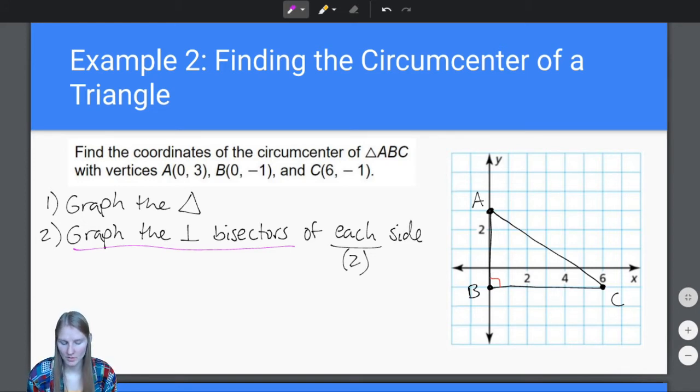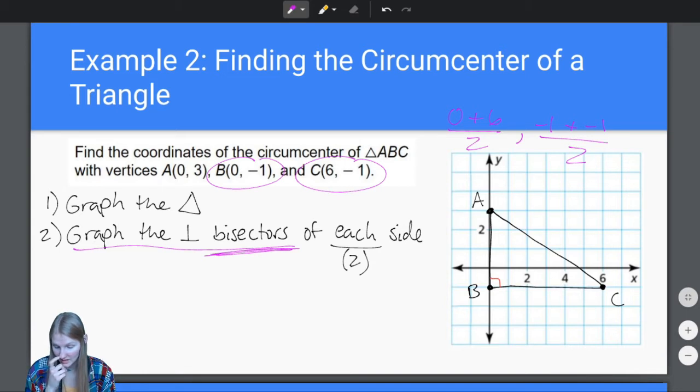Well, remember that a bisector is the middle of a side. So we just need to find the midpoint of this side down here. Now, we can use the midpoint formula. You can totally do that from chapter 1. So we could take the coordinates of B and the coordinates of C and do 0 plus 6 over 2, -1 plus -1 over 2. We can do that.